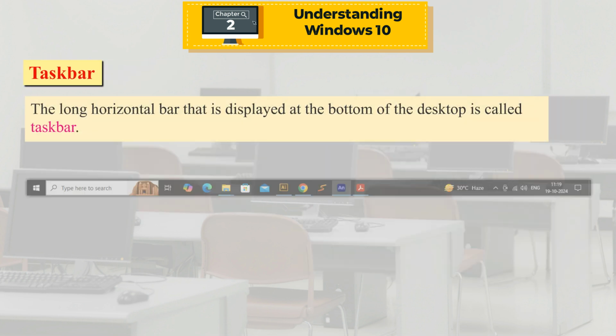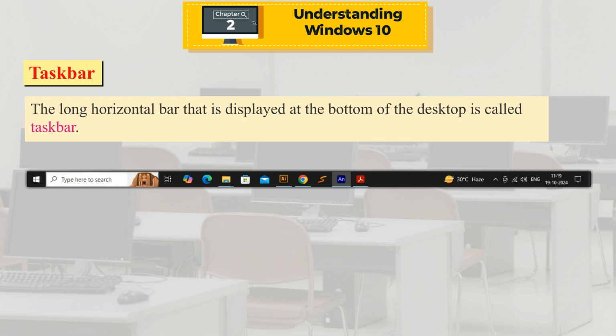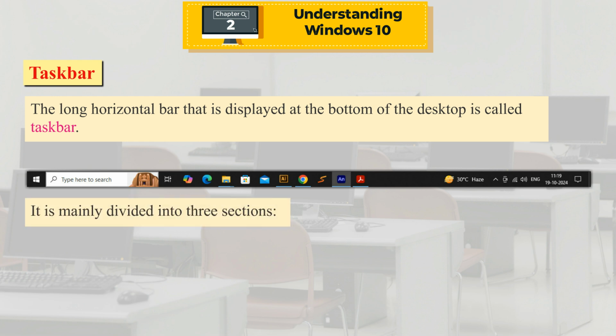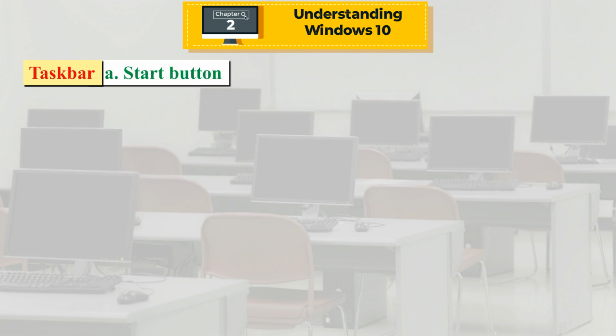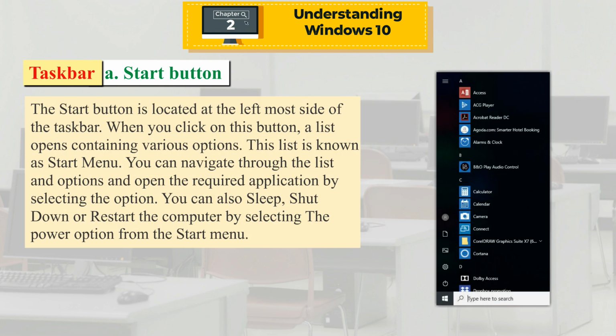Taskbar. The long horizontal bar that is displayed at the bottom of the desktop is called the taskbar. It is mainly divided into three sections. A. Start button. The Start button is located at the leftmost side of the taskbar. When you click on this button, a list opens containing various options. The list is known as the Start menu. You can navigate through the list and options and open the required application by selecting the option.